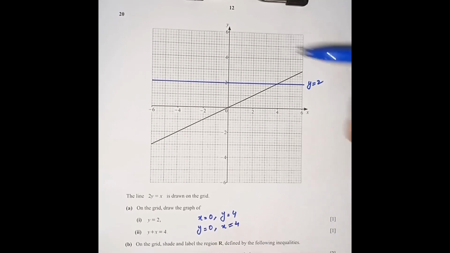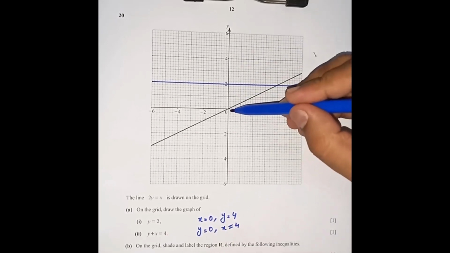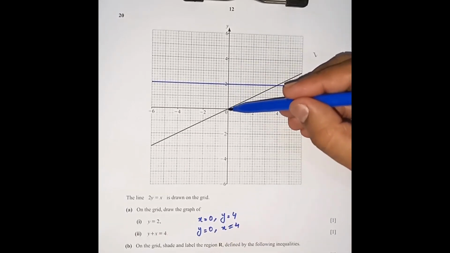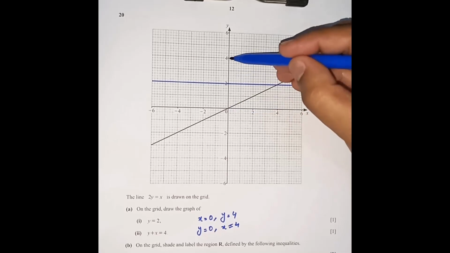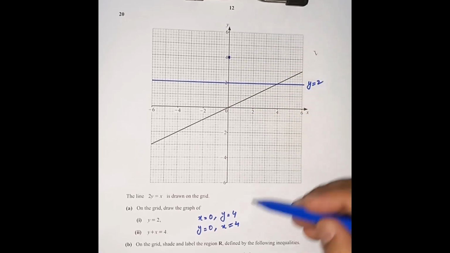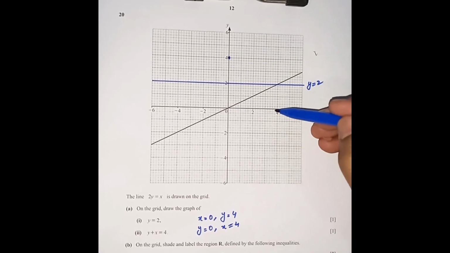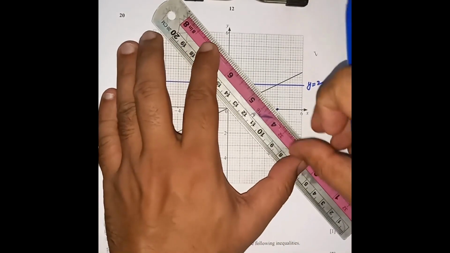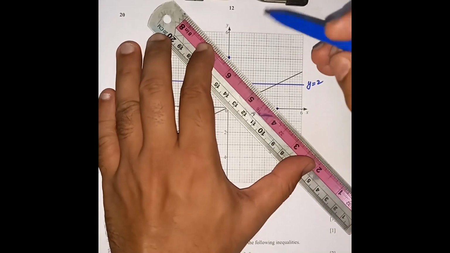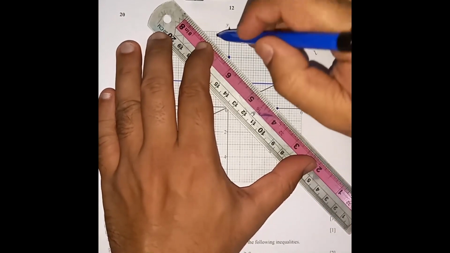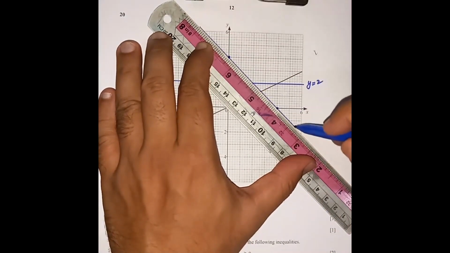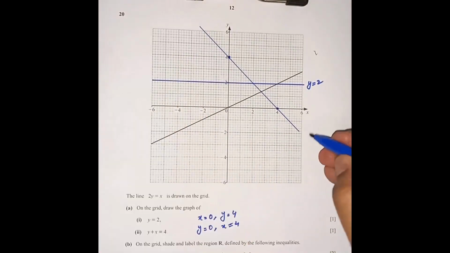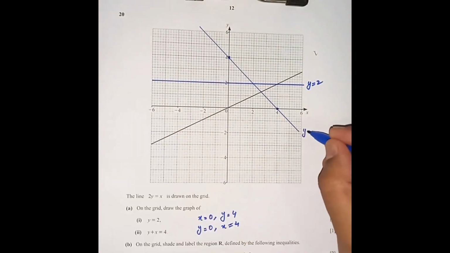So first one, x is 0 and y should be 4, this one, and then y should be 0 here and x is 4. So you have to draw the line with these 2 points. The line is y plus x is equal to 4.